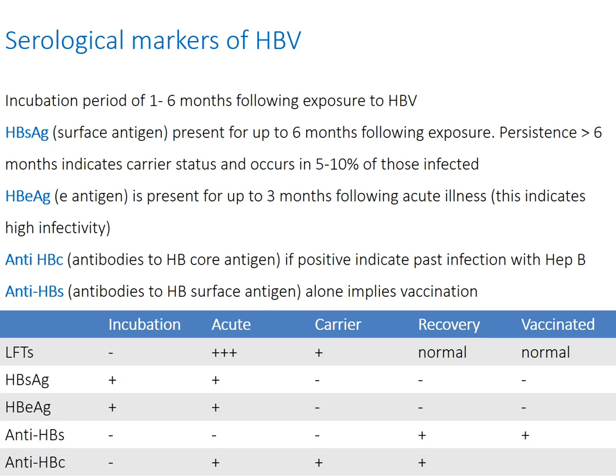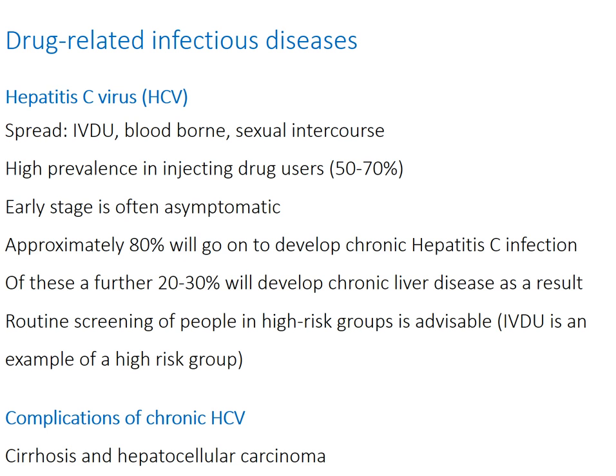You can see that the LFTs in the acute phase of hepatitis B infection can be quite elevated. What about hepatitis C? This is also spread through IV drug use. This also can be bloodborne and also through sexual intercourse. There's up to a 70% prevalence in injecting drug users. Early stages are often asymptomatic.